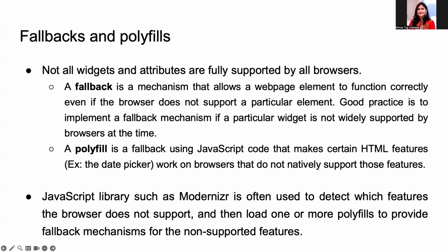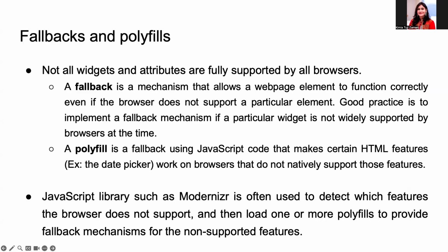A more advanced kind of fallback is called a polyfill. A polyfill is written in JavaScript and mimics the missing feature so that users on older browsers can still interact with the page as intended. Take the date picker for example. Not every browser had native support for it at first, but with the polyfill, developers could simulate the date picker, so the user experience stayed consistent.